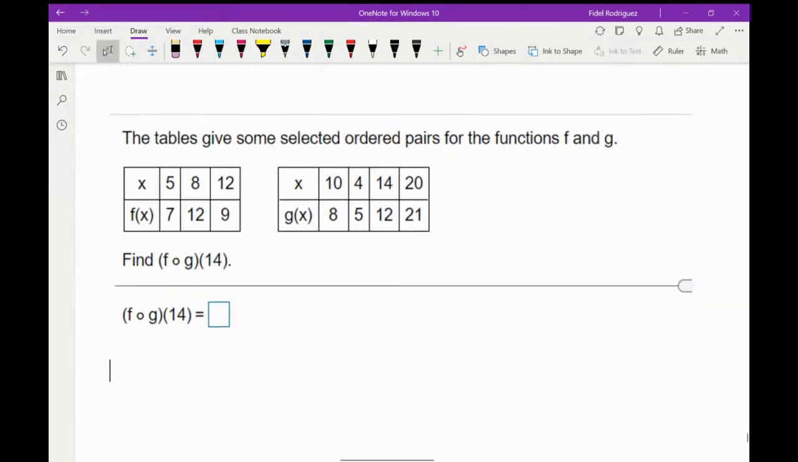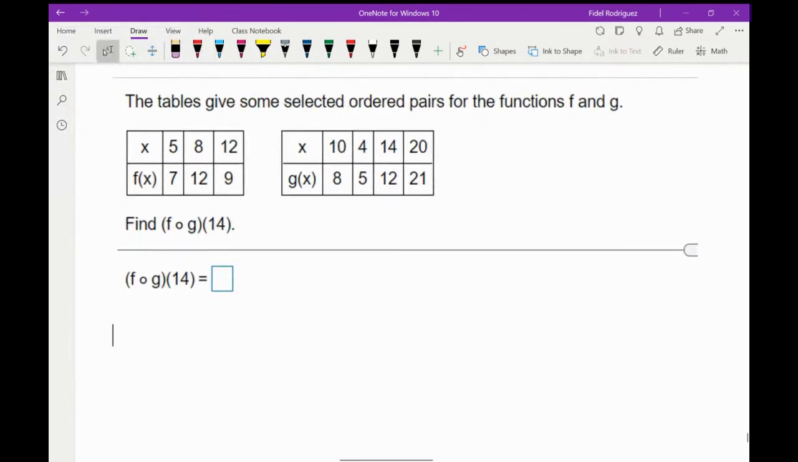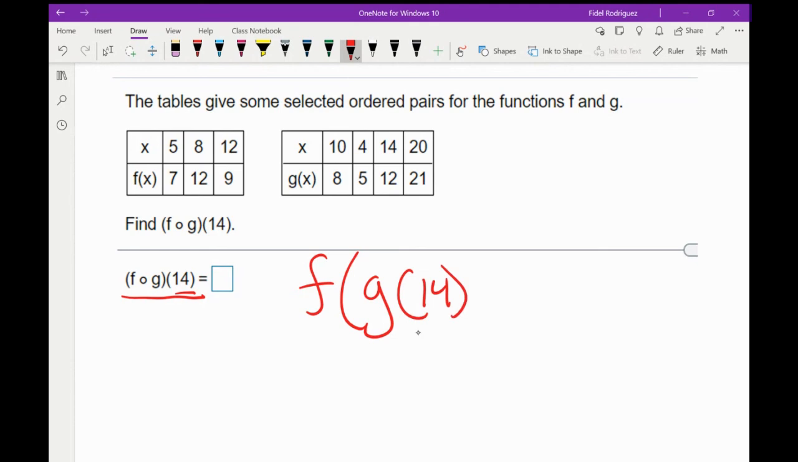Look what it's telling me to do. It says the tables give some selected ordered pairs for the functions f and g. Find f composed with g of 14. Guys, remember how I told you before? How do I know which order to put it in? They're already written in the right order. f is going to come first, then g, then what's the number on the inside? 14, right?